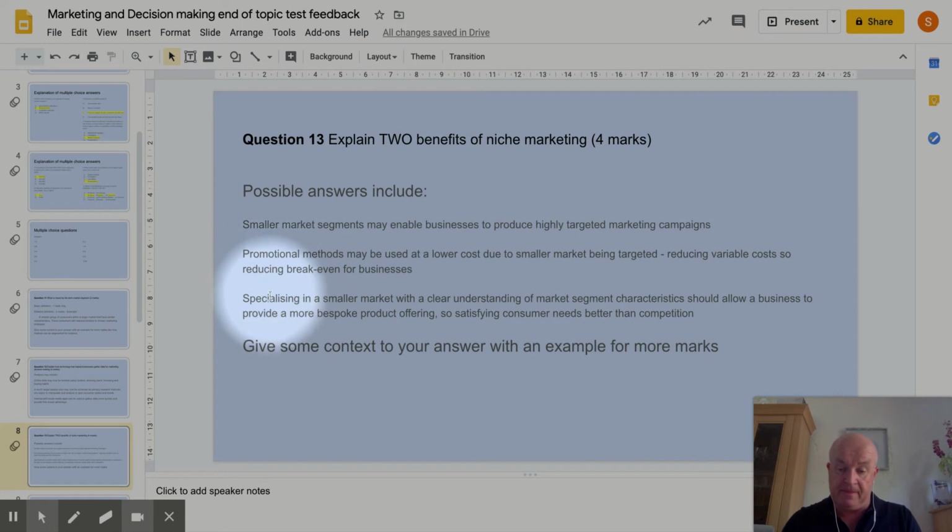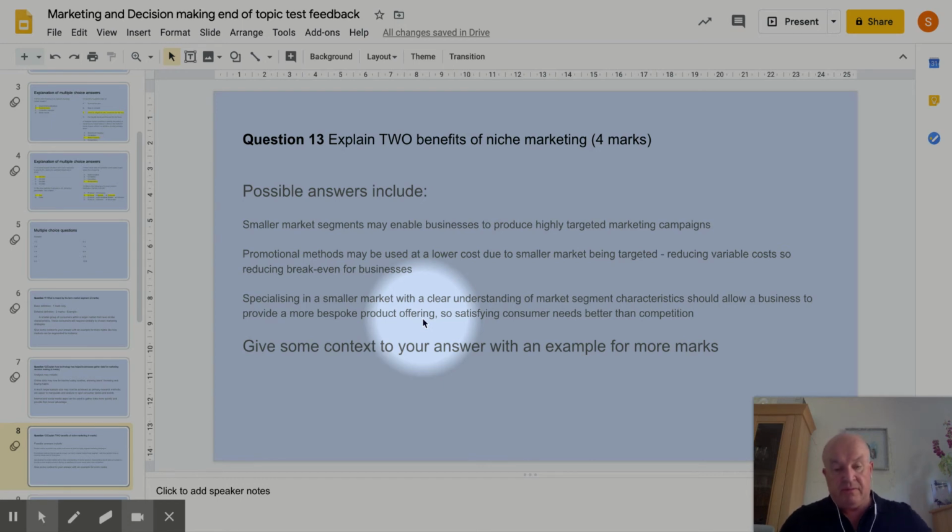Okay. The third option there, if we specialise in a smaller market, you should have a clearer understanding of your market segment and the characteristics that they show. And that should allow, again, it's an extension really on from the first point, if you can produce a very bespoke product offering and you're going to satisfy your consumers better than your competition, that's going to give you a real competitive advantage, which you can then exploit.